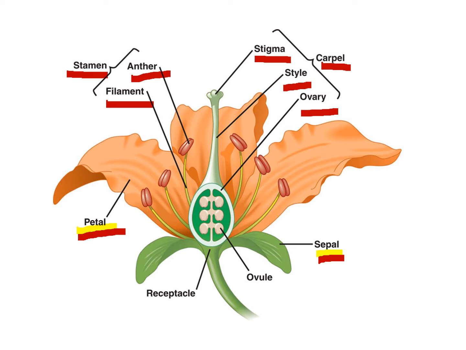The anther contains pollen grains, and the ovary contains ovules. Anther contains pollen grains which are responsible for the formation of male gametes. In the same way, the ovule is responsible for the formation of the female gamete.